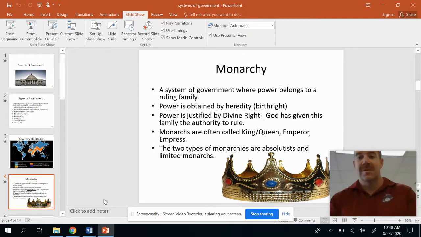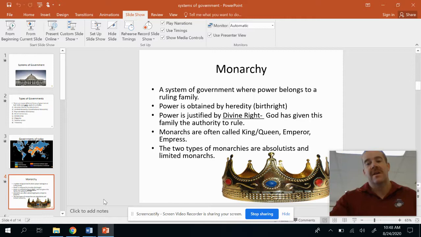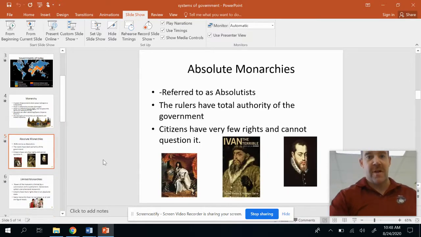So there are some instances in America with families ruling, but not like this, not where God says we're going to rule because God says we are. Let's move on. Absolute monarchy, total power. That's just what you need to know. Do not question an absolute monarch. Those guys rule with total power.